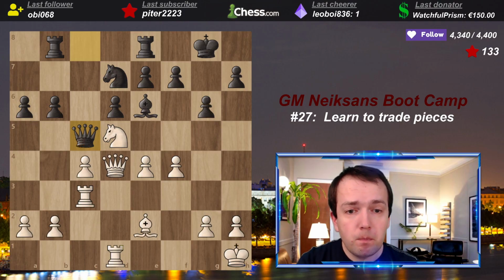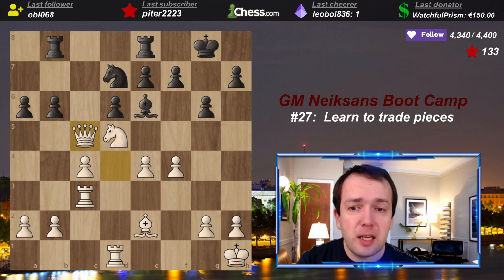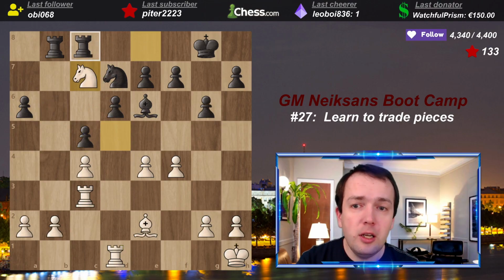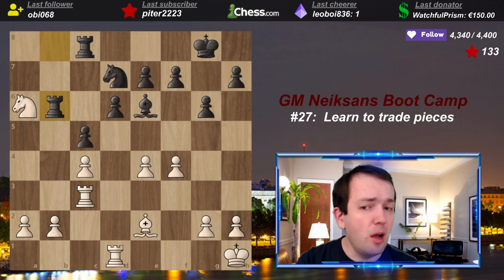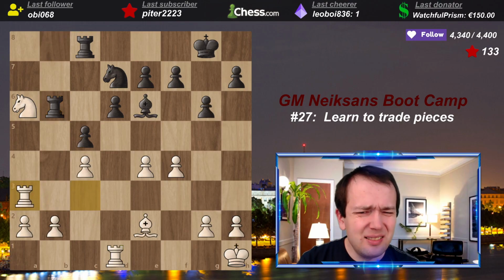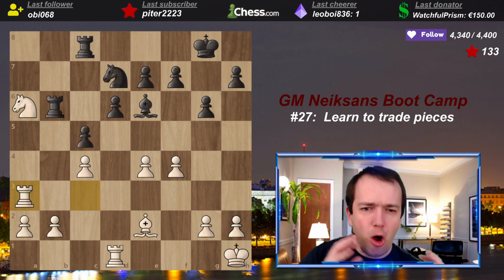But why not take the pawn on a6? Because I think it's going to be lost there. Here, knight a6 and rook b6. Now, something like rook a3, it looks so off.